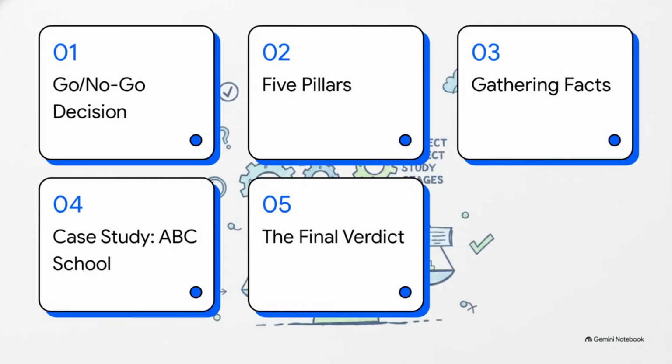We'll hit the ultimate go/no-go decision, the 5 pillars of feasibility, gathering the crucial facts, a real-world case study with ABC School, and finally, delivering the final verdict.